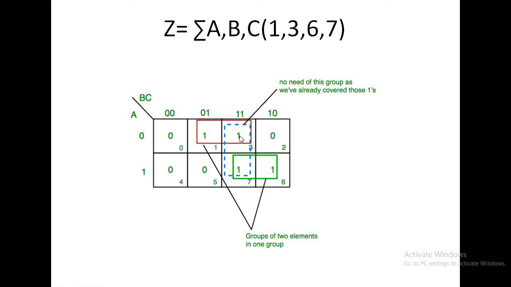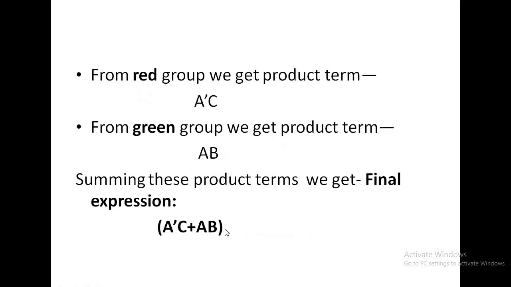These two 1s can be formed in one group. These two 1s can be formed in one group. This one is not required, because these two 1s are already involved in one group. From these 2 1s, I can find the expression as A prime C. How? From these two 1s, this is 0, so A prime. From these two columns, 1 is common, so C is there. So A prime C. And from these two 1s, A is common, and from these two columns, B is common. So the expression is A prime C plus AB.